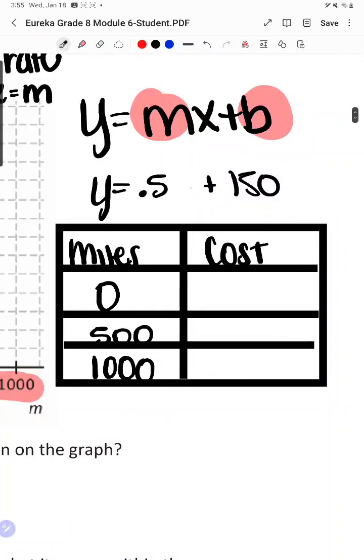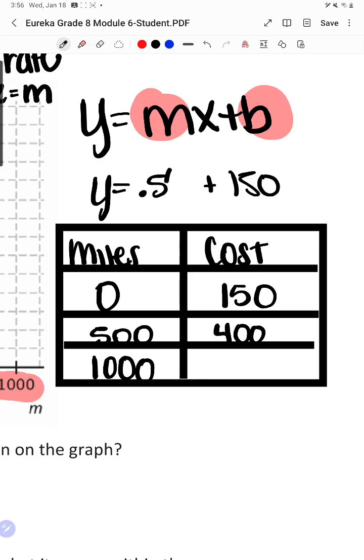All right, for this first one right here, we're going to have 0.5 times 0 plus 150. Now, anything times 0 is 0, so plus that 150 right there, our initial cost is going to be 150. Okay, that one was pretty easy. For the next one, we'll plug in 500. We'll have 0.5 times 500 plus 150, so that'll be 250 plus 150, which will be a total of $400.